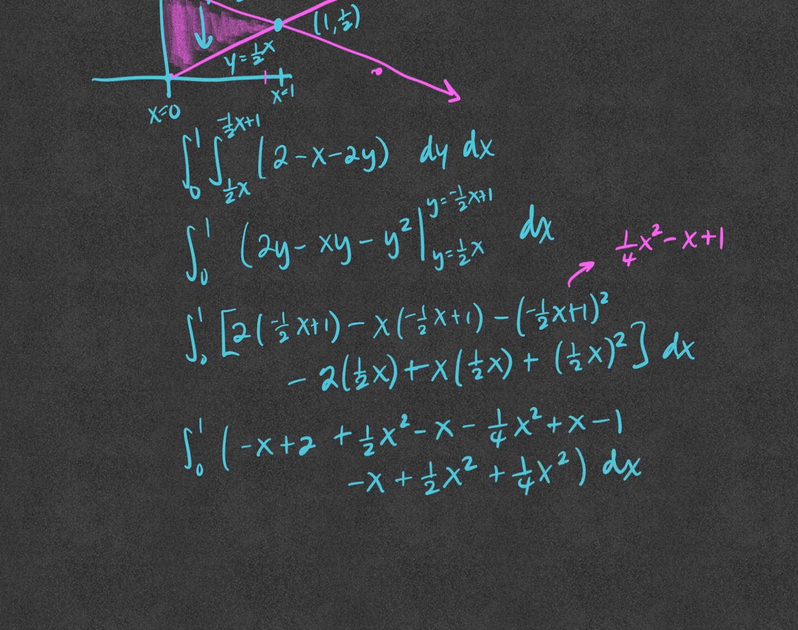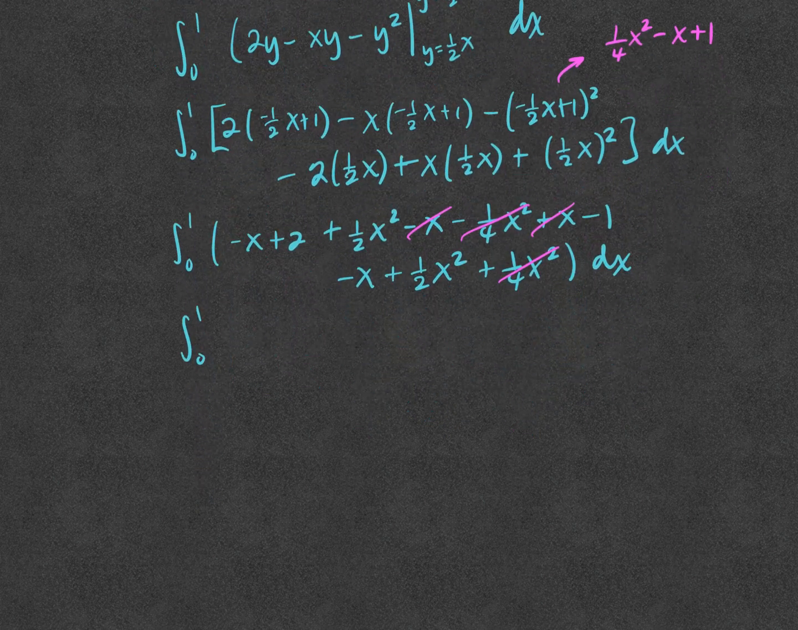Now we can cancel some stuff. So before we start this next line, a lot of these cancel. The 1/4 x squareds cancel out. And these two cancel. So we can take those out. And then it looks like we're going to continue from there. Okay. So let's start with the x squareds.